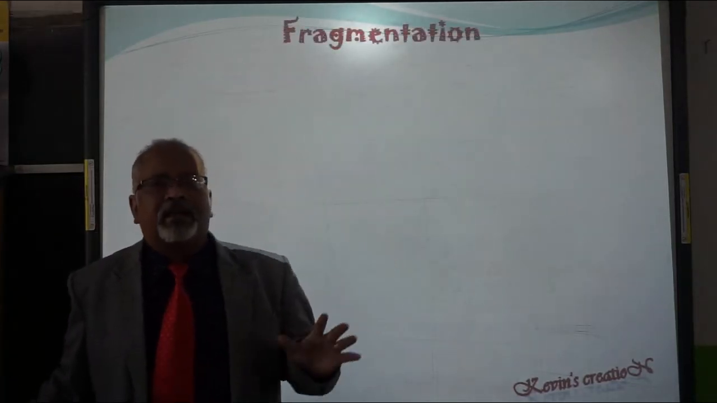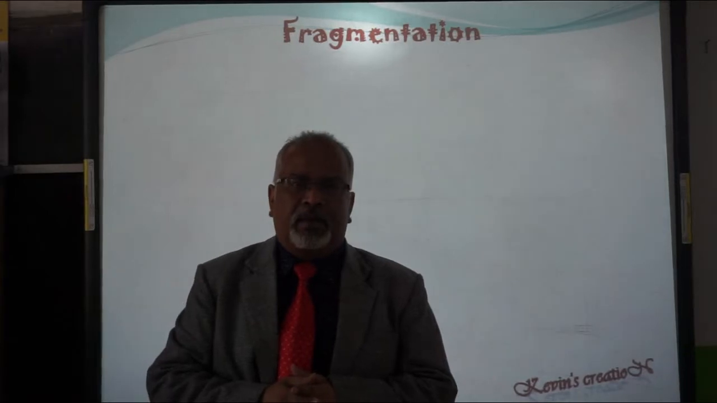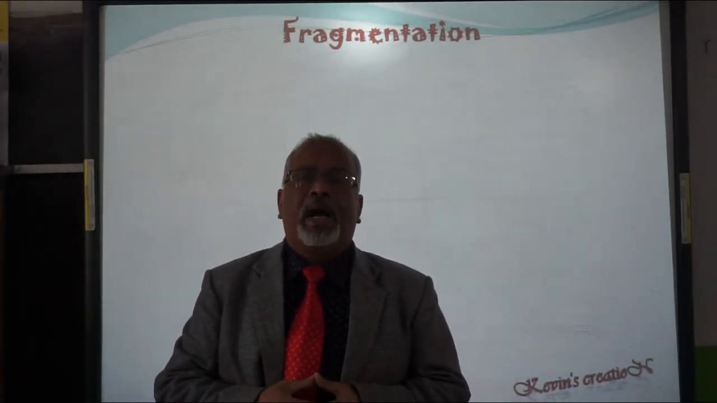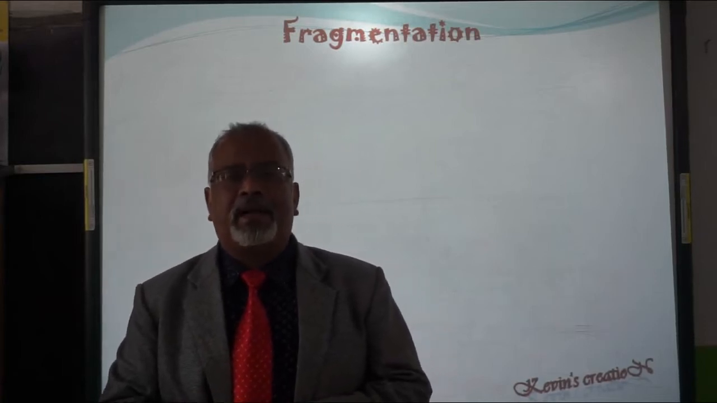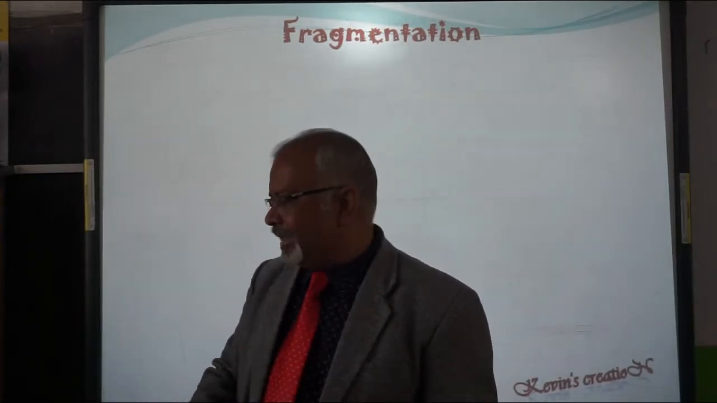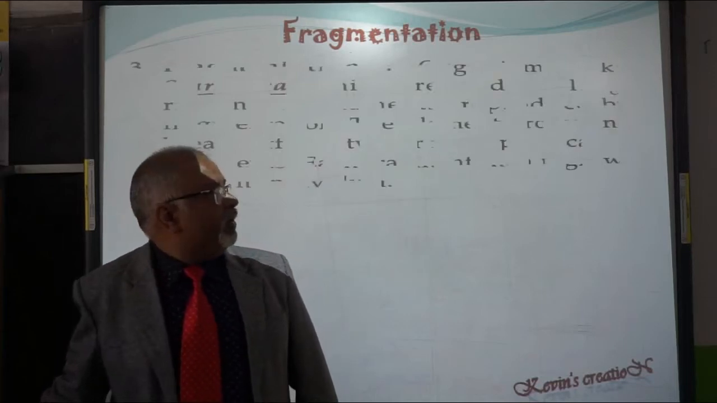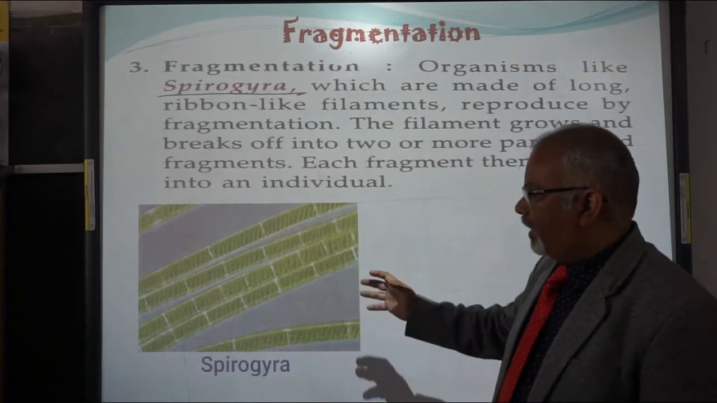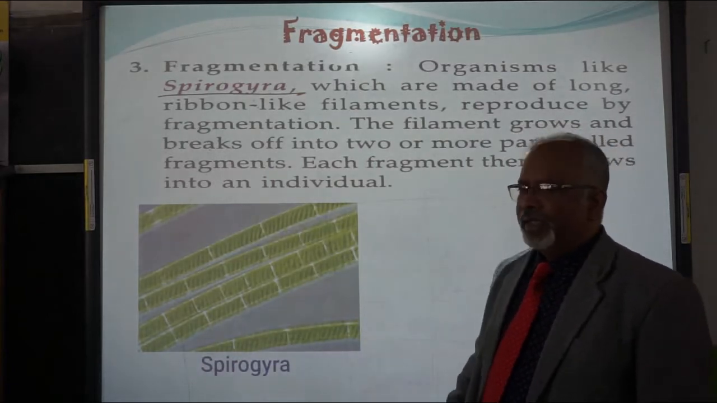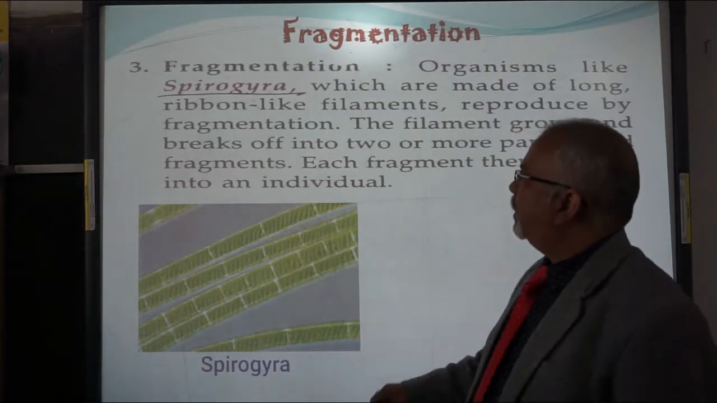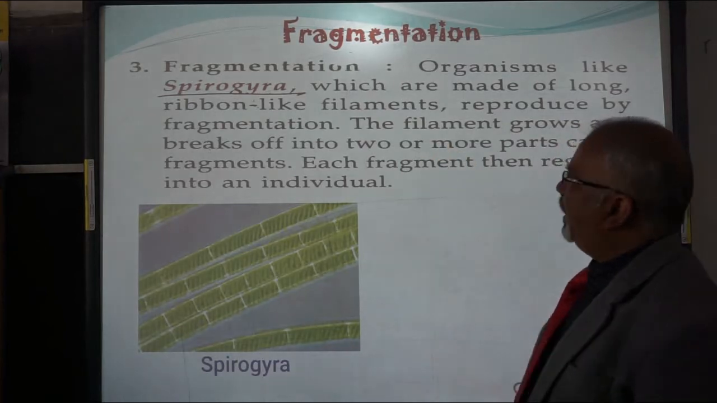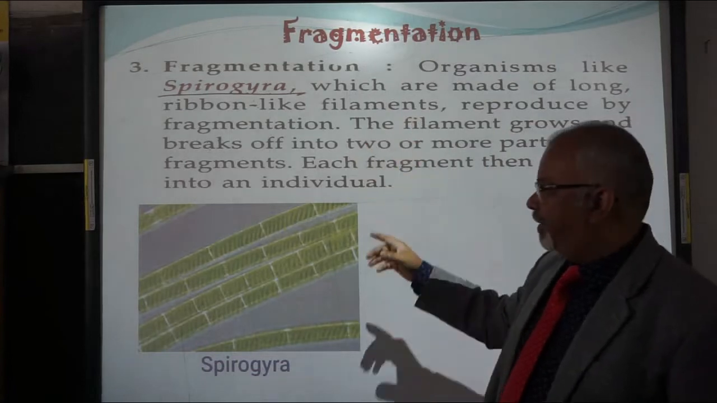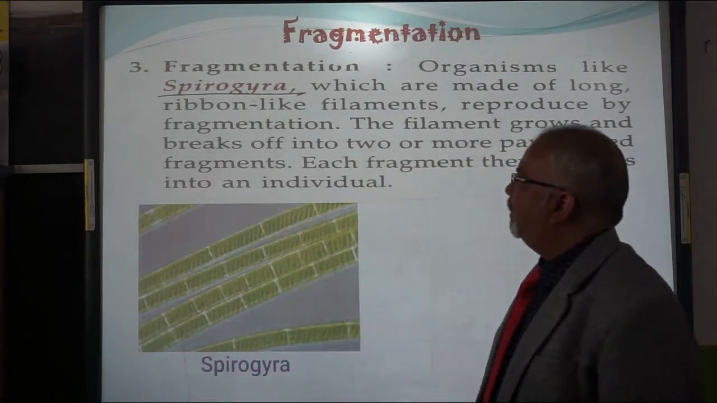The third one is fragmentation. One organism divides into pieces, parts, and all these pieces are called fragments. The best example for this is Spirogyra. So if you have not seen Spirogyra, this is Spirogyra. It's a ribbon-like structure. Fragmentation happens in organisms like Spirogyra, which are made up of long ribbon-like filaments. You can see ribbon-like filaments.